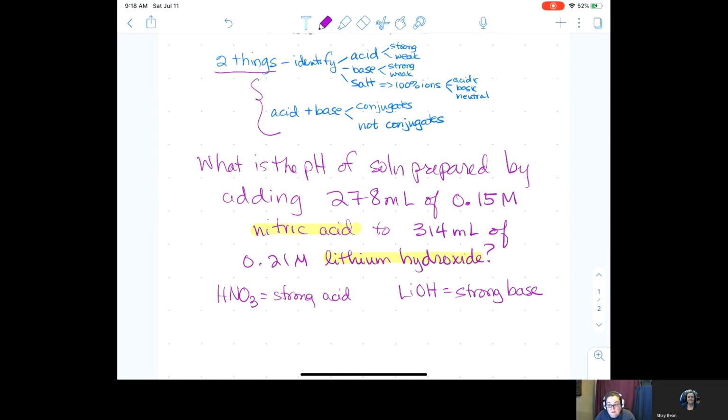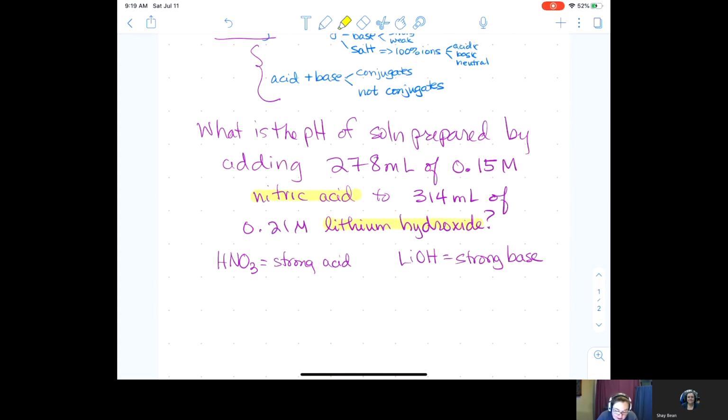And they're not. Remember from module 6, we learned to identify a conjugate acid-base pair. A conjugate acid-base pair are exactly the same chemical species, except the conjugate acid has an extra H plus, and the conjugate base is missing that extra H plus. These are not a conjugate acid-base pair. They don't match the pattern.